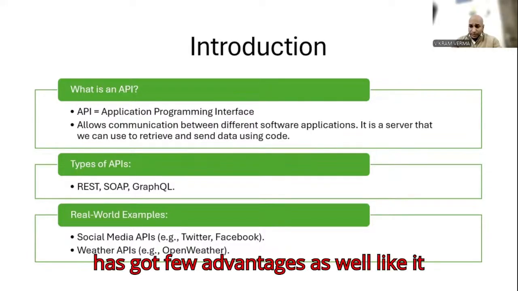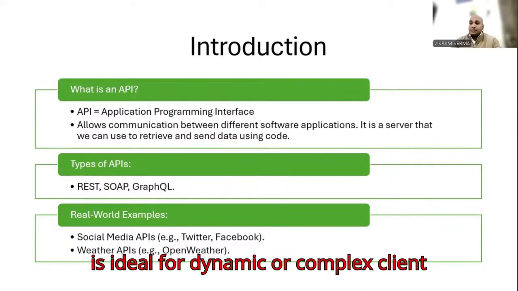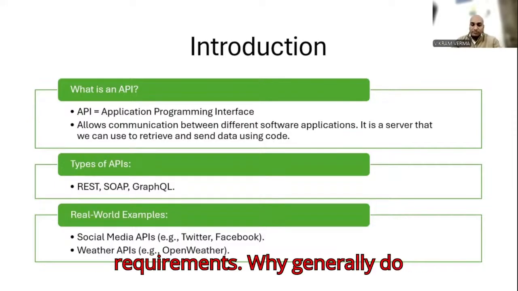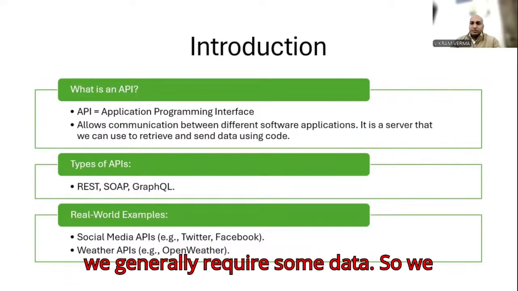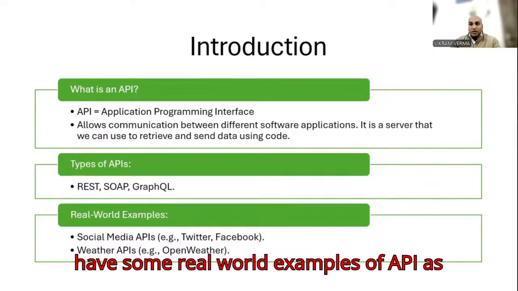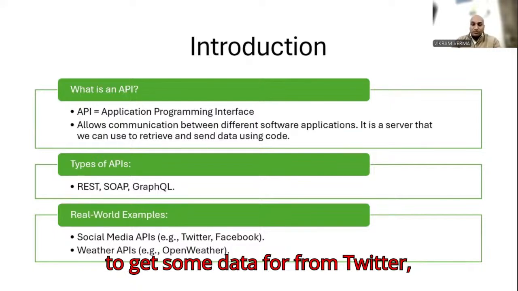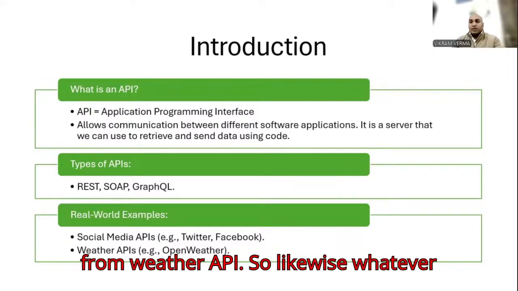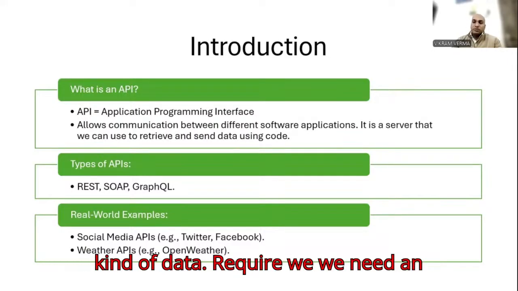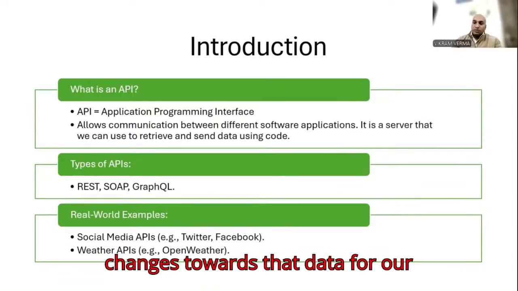It has a few advantages as well, like it is having efficient data fetching, and it is ideal for dynamic or complex client requirements. Why generally do we use API? When we generally require some data. So we have some real world examples of API as well, like social media API, when we need to get some data from Twitter, Facebook, and when we want to get the data from weather API. So likewise, whatever kind of data we require, we need an API for getting that data and for making changes towards that data for our products.